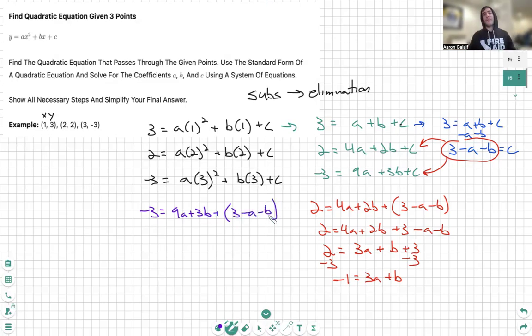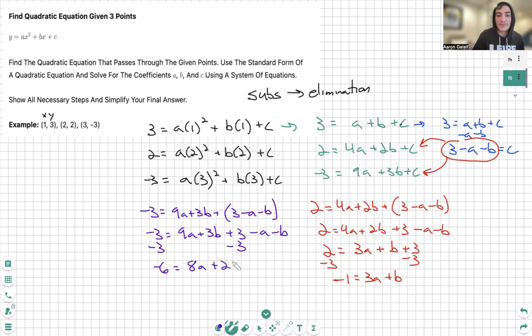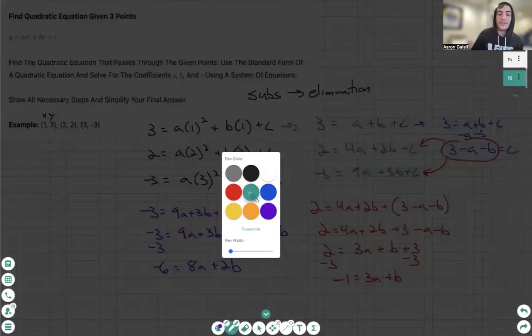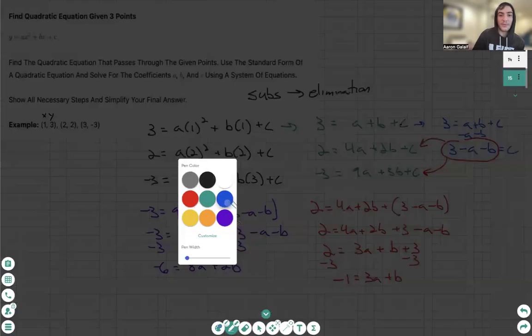We substitute that value in for C. Now we're going to drop our parentheses, and this is just combining like terms. I'm going to move my 3 over quickly, and we see -6. 9A minus A is 8A. 3B minus B is positive 2B. Now I'm going to bring it even further to the left, and we'll just go to blue.